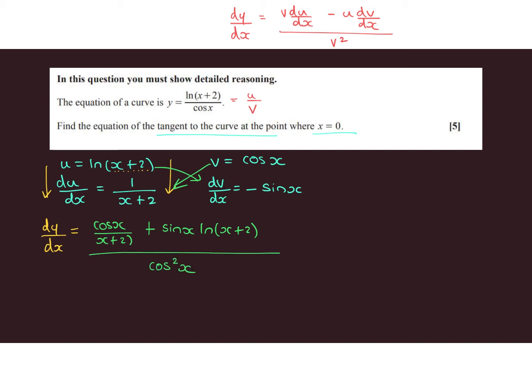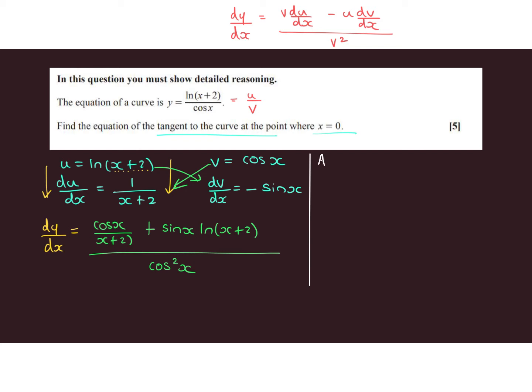I'm not going to try and simplify this because the question didn't actually ask me to find dy by dx in a simplified format. It wants the equation of the tangent to the curve. So let's be efficient. Let's not create additional work that we aren't required to do. We're not required to express the derivative in a particular format, so I'm not going to do that.